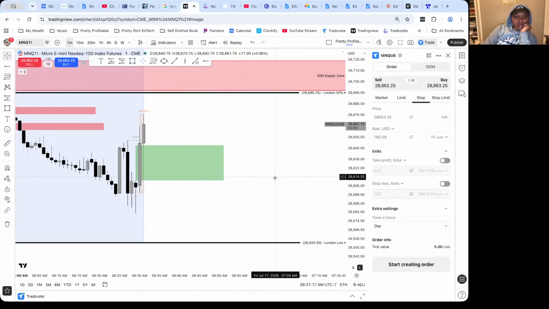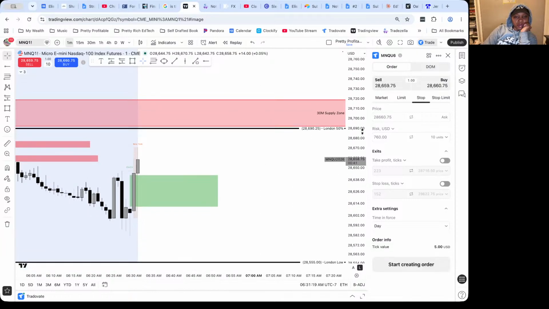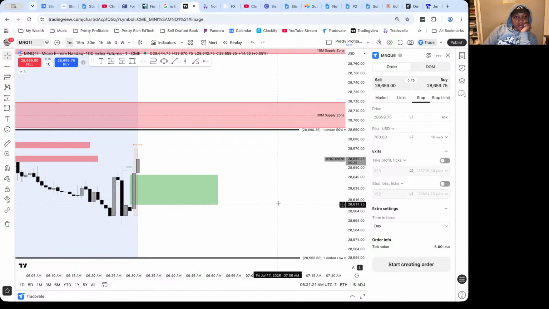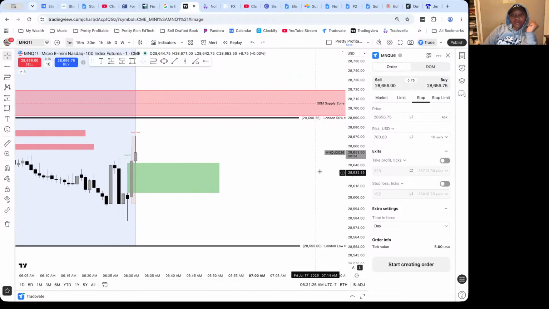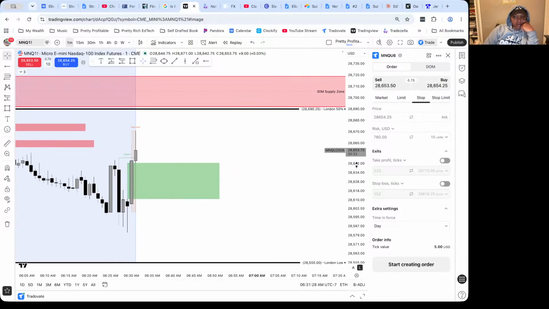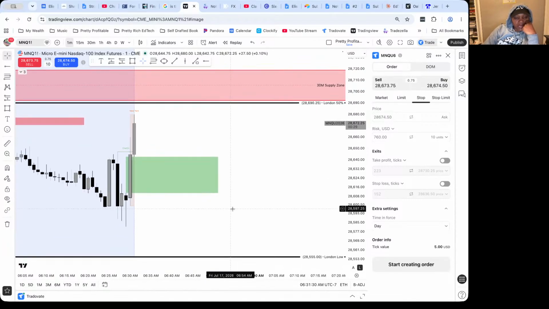We have another zone right here. Let's see what they talking about. I only drew supply zones today, even though we have some form right here.